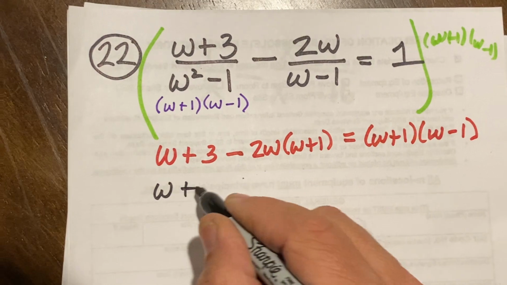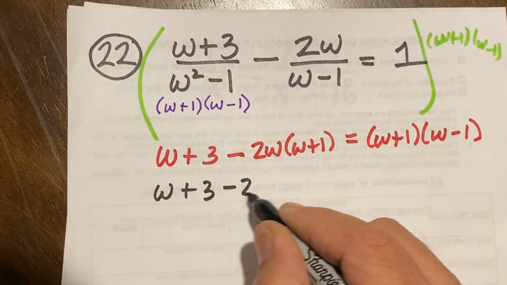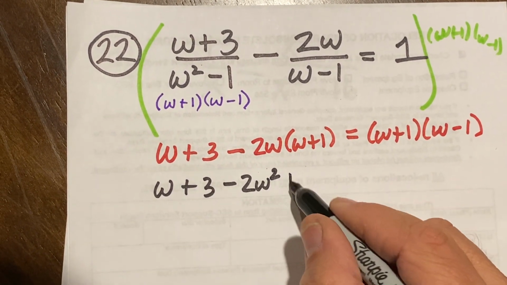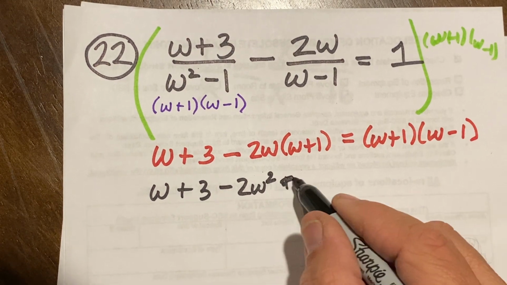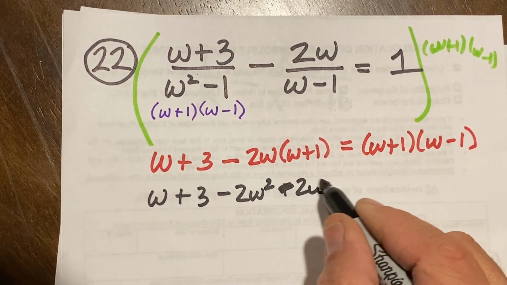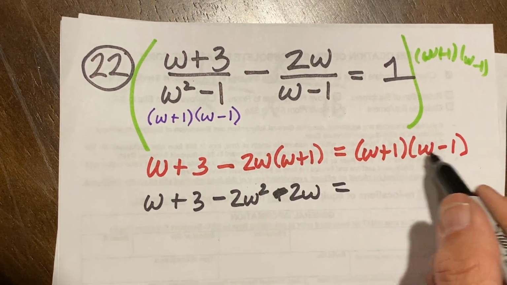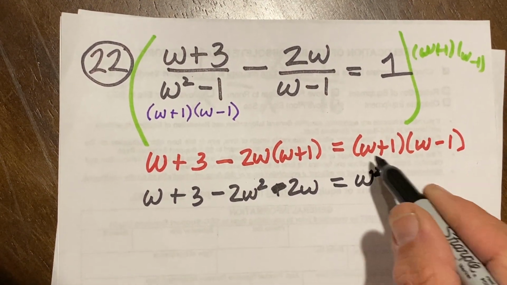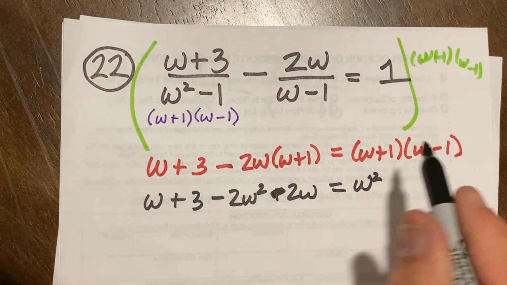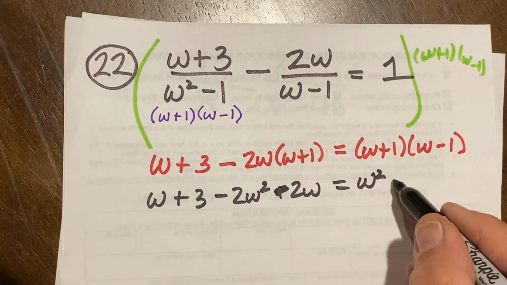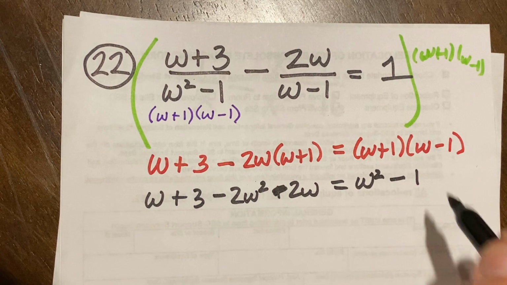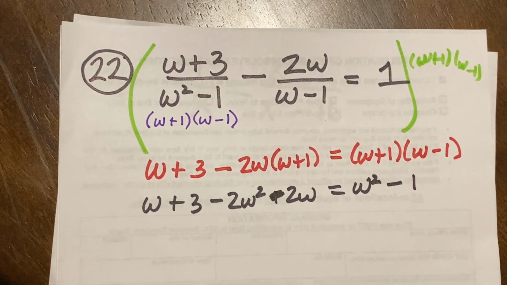W plus 3 minus 2W squared, plus, not plus, it's going to be minus 2W, because I'm distributing the minus 2W there, equals, okay, if I FOIL this out, I get W squared, then watch, minus 1W plus 1W, which cancels. This times this is minus 1. Sure enough, W squared minus 1, just like I said.